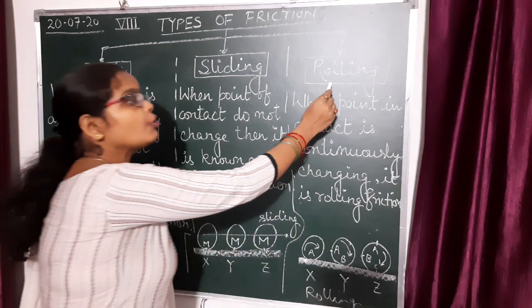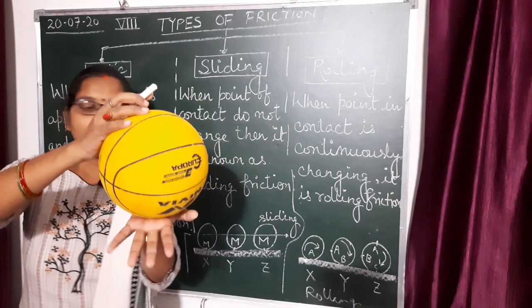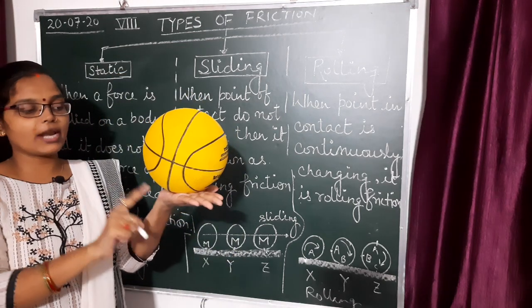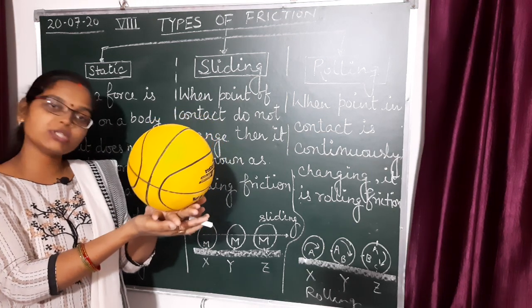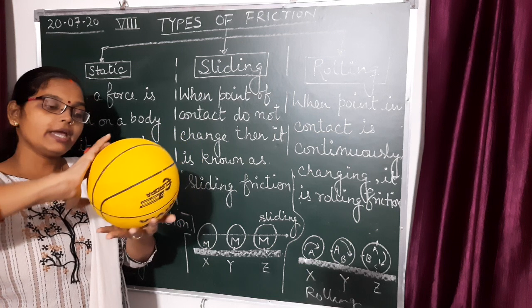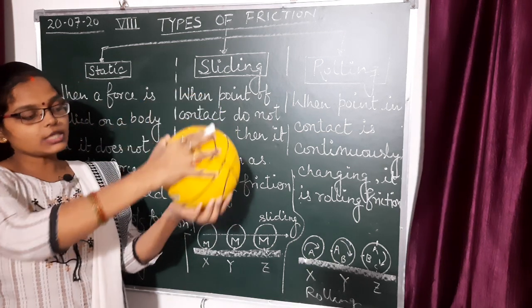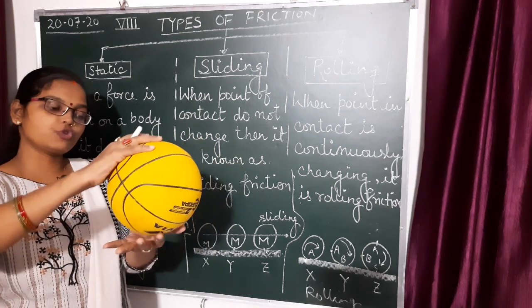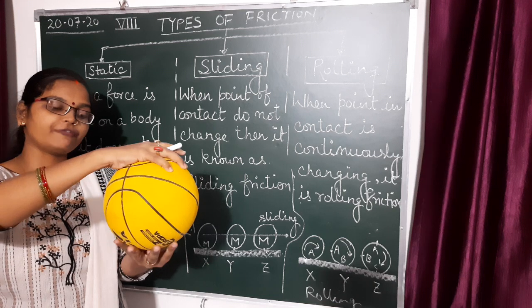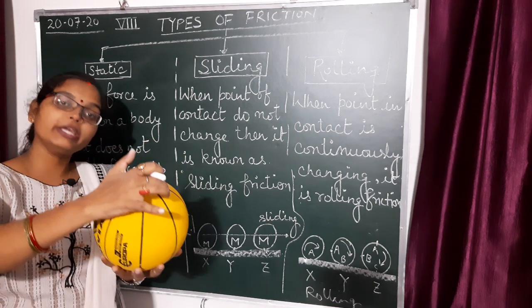Now, rolling friction. In rolling friction, again see this ball and my palm. There is a point of contact between the two surfaces and it is continuously rolling like this. Suppose this point is A. When it is rolling, this point A shifted. Then again this point A shifted here.